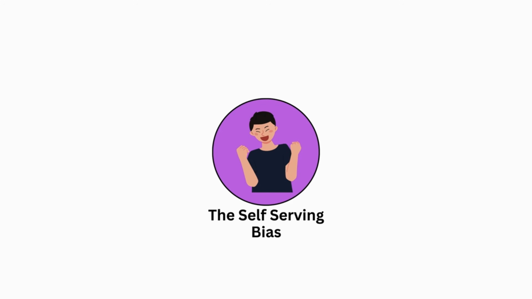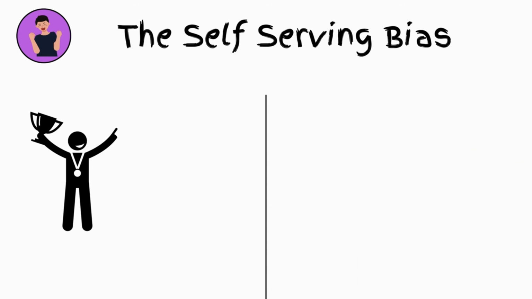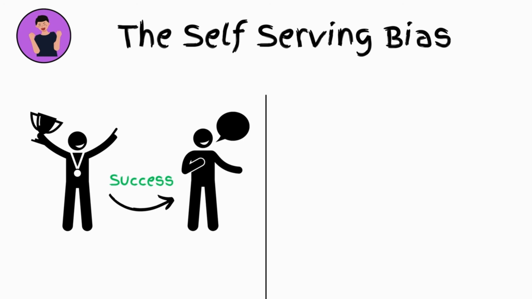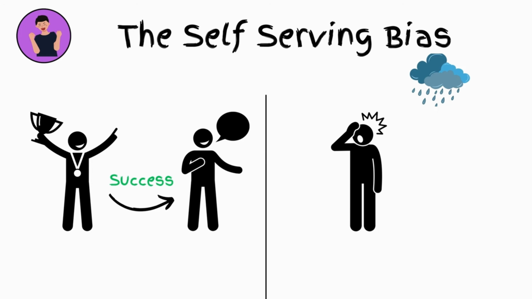The self-serving bias. The self-serving bias occurs when you take credit for successes but blame external factors for failures. For instance, you might think that your victory was due to skill, while a loss was simply bad luck. To counter this, practice owning up to your actions, whether they result in success or failure.